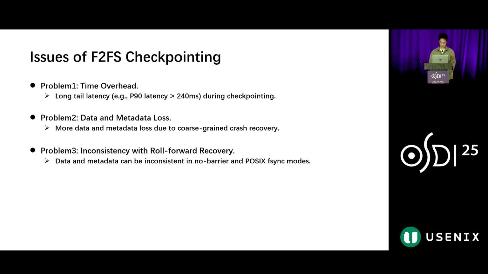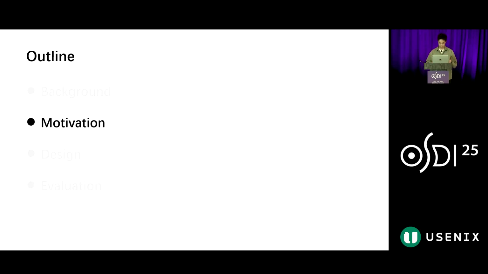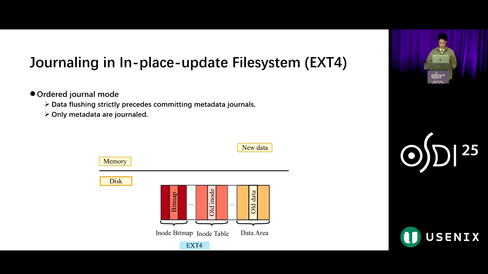So to address the coarse-grained crash recovery, we propose to use journaling for F2FS. Then we want to figure out why existing journaling mechanisms cannot be used for F2FS directly. So we get into our motivation part. In our paper, we only discuss ordered journaling, which will flush the data before committing the journal and only journal the metadata, as in ext4, which is also a widely used journaling file system.